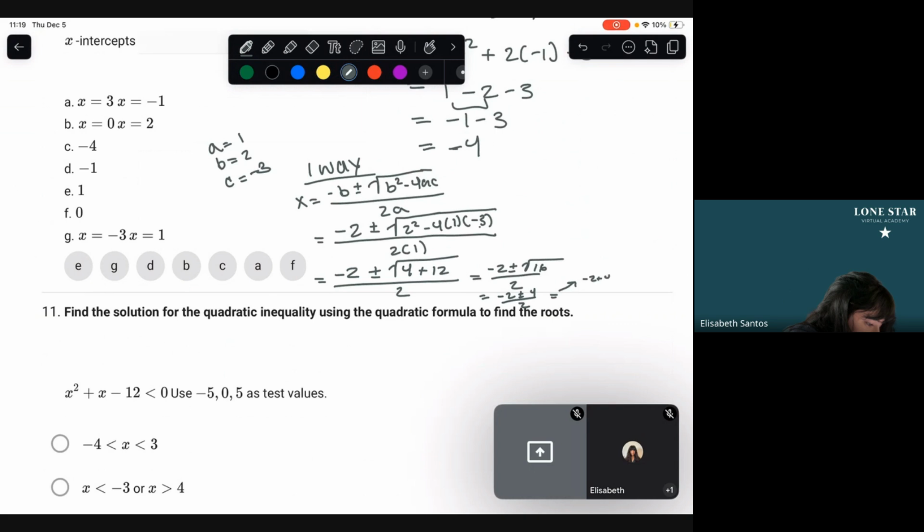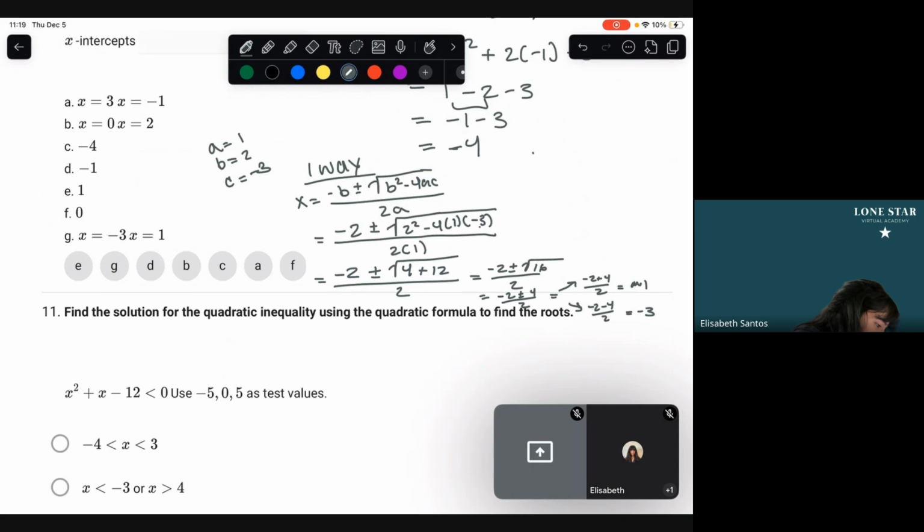Negative 2 plus 4 divided by 2, which is positive 1. And the other one, negative 2 minus 4 over 2, which is negative 3. Did I do that right? Sorry, the first one would be positive 1.